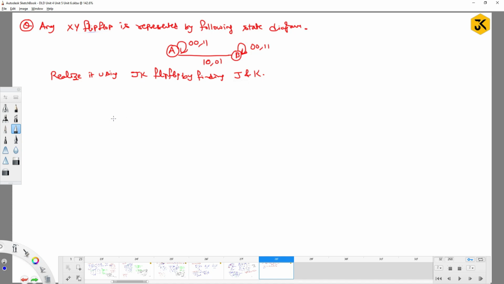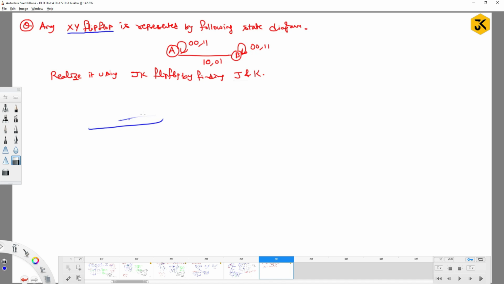Hi everyone, let's see one of the questions on flip-flop conversion. Any XY flip-flop is represented by the following state diagram. Realize it using JK flip-flop by finding J and K values. Here they are simply asking us to represent the XY flip-flop in terms of J and K. Let's see how we will do this.